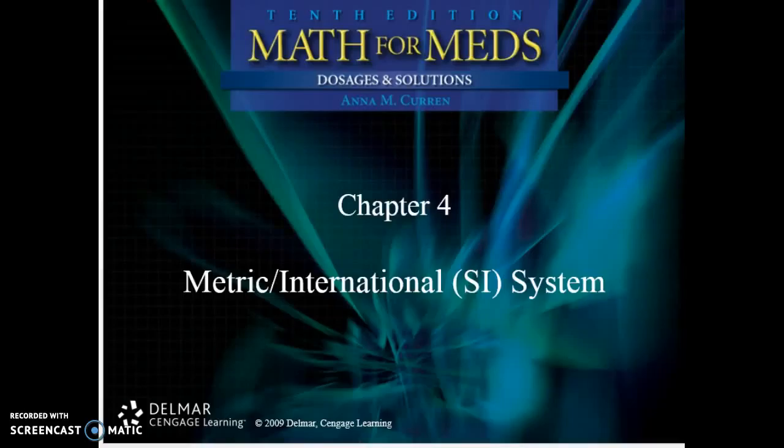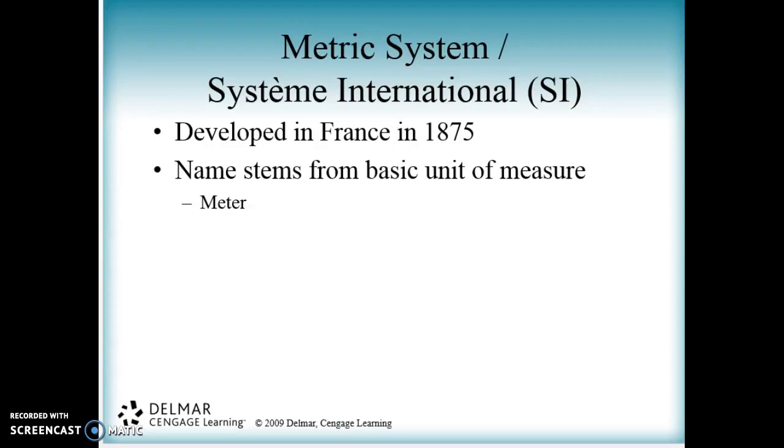This is your Pharmaceutical Procedures 1 course, and this week we're going to be covering Chapter 4, which is all about the metric or international system. You'll see it abbreviated sometimes as the SI system. Now this system's been around for quite a while. It was developed in France in 1875, and the name metric system comes from one of the base units of measurement, which is the meter.